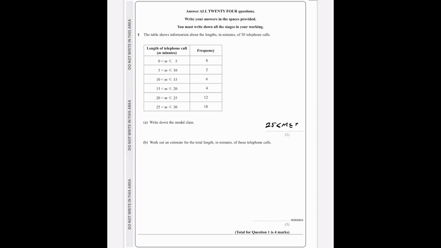The modal class, question 1, is the most frequently occurring, where 18 is the largest number on that list, and that's between 25 and 30. For part B, it doesn't want a mean, it wants the total length, so don't be tempted to divide by 50 at the end. Just multiply the midpoint of each of the intervals by its frequency for each one of those. Add them all together, you get 945 minutes for our estimate of the total length of all of the calls.